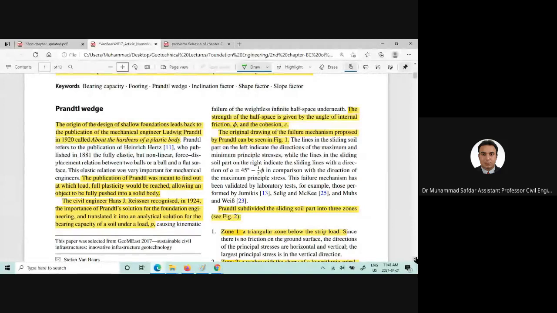Okay, so please wait. Prandtl was meant to find out at which load the body fully yields.